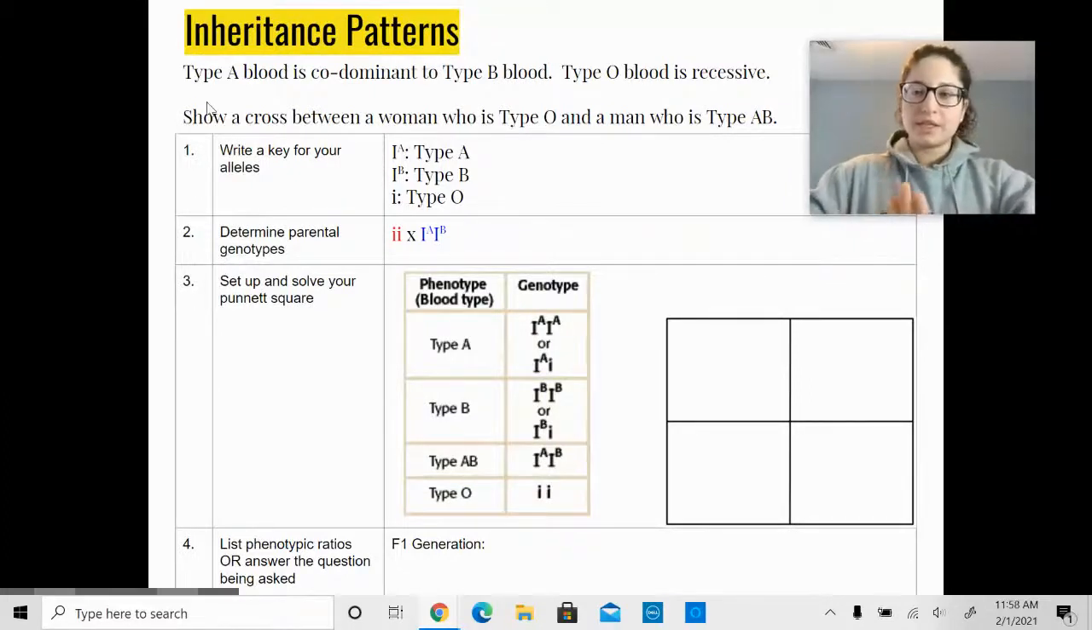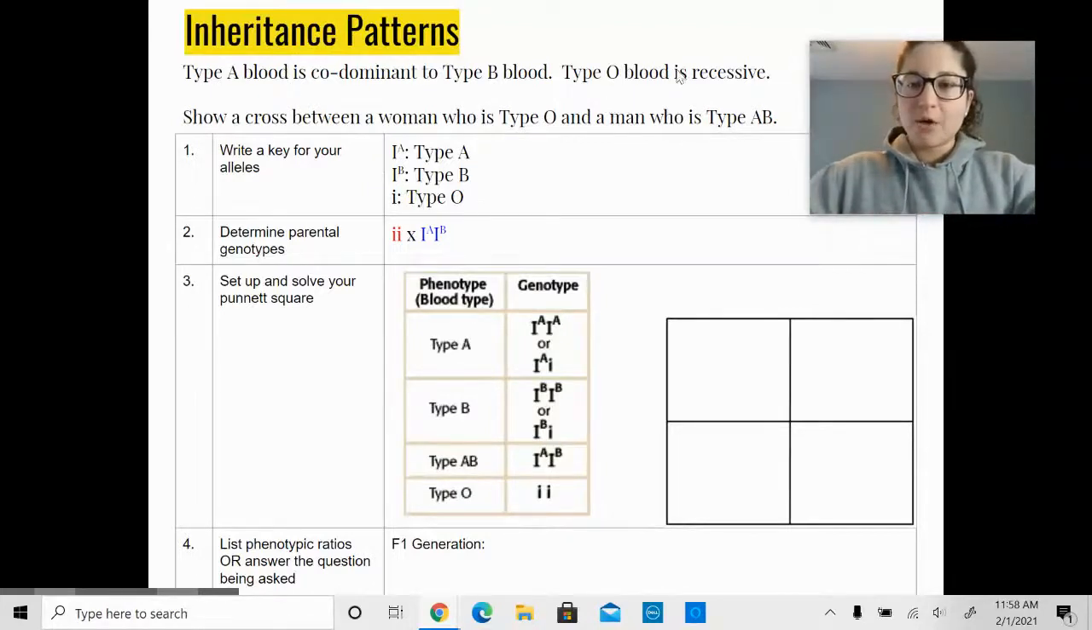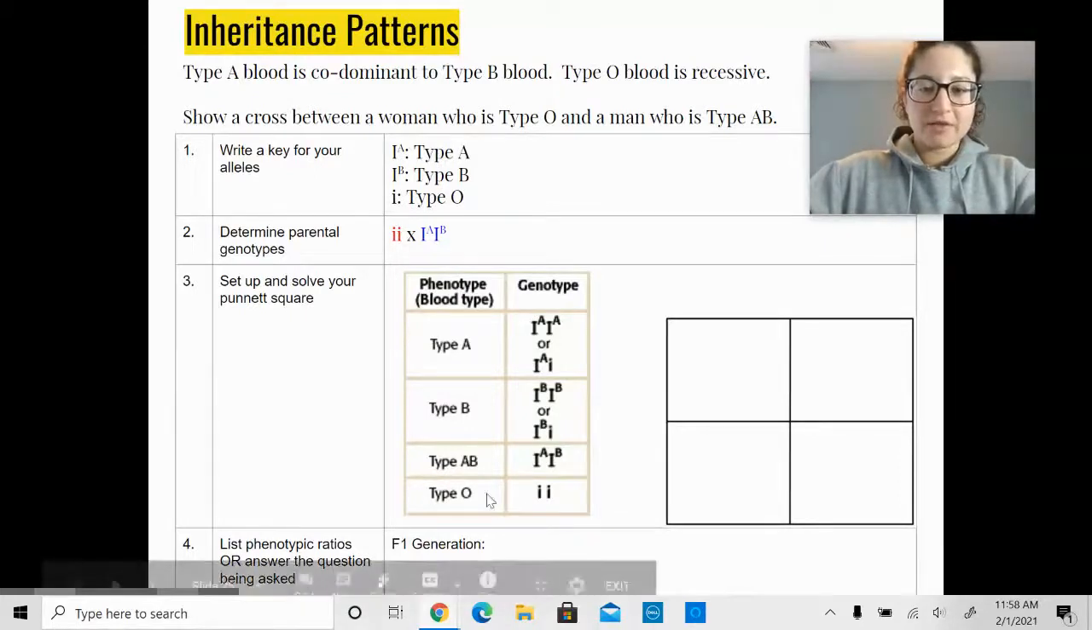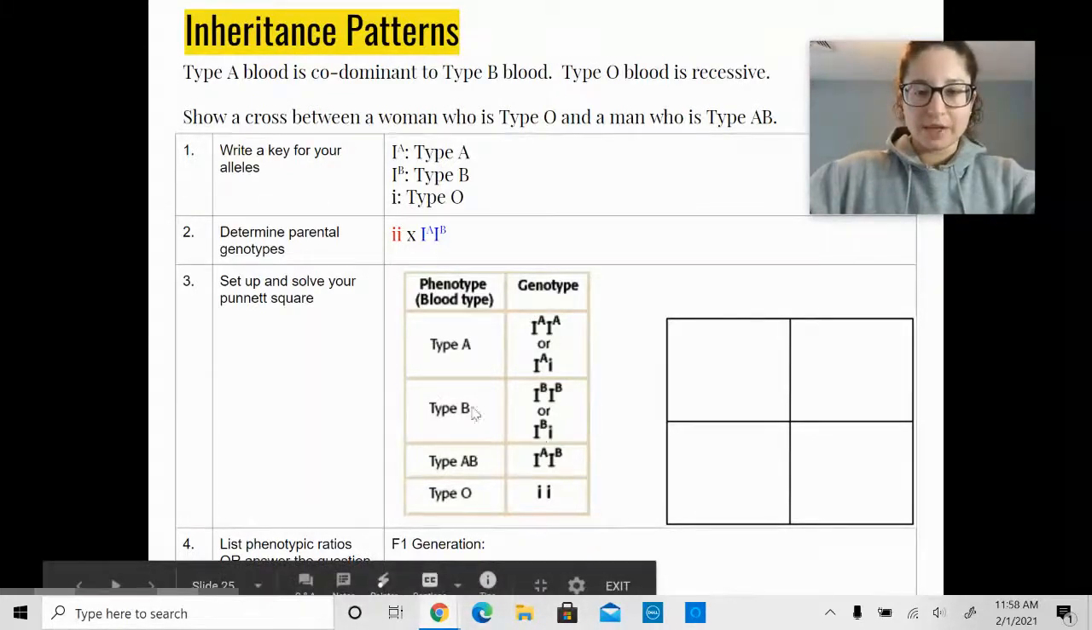All right, so it just, again, says the same thing. Type A blood is codominant to type B blood, and then type O blood is recessive. So it says show a cross between a woman who is type O and a man who is type AB. So I have a little key up here telling us the different types of blood with the genotypes, and we have a little chart down here to help us out a little bit more.